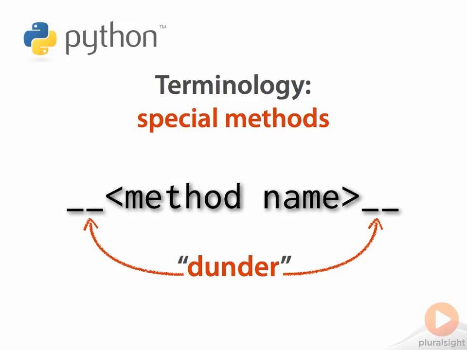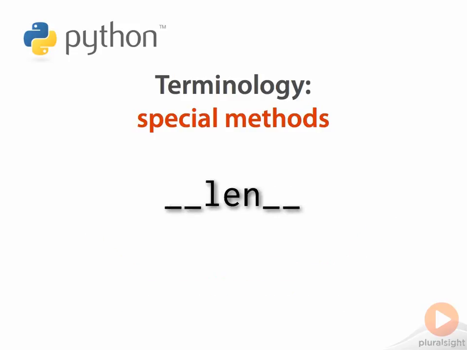Dunder is a portmanteau of the term double underscore, and we'll use it to refer to any method with leading and trailing double underscores. So, for example, when we talk about the method underscore underscore len underscore underscore, which, as you'll recall, is invoked by the len function, we'll say dunder len. These kinds of methods play a big role in this course, so we'll be using this convention frequently.